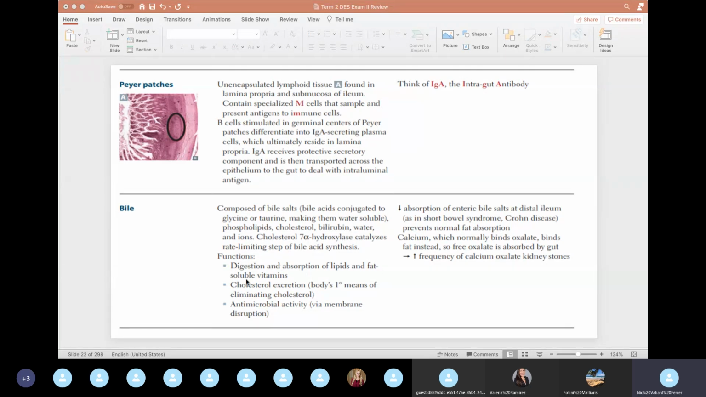What's the function of your bile? Digestion and absorption of lipids and fat soluble vitamins, your ADEK, cholesterol excretion, of course, and antimicrobial activity. Don't forget that there is a decreased absorption of enteric bile salts if you have Crohn's disease and short bowel syndrome. More of this in term 4, and it prevents normal fat absorption. You can also have increased frequency of calcium oxalate kidney stones if you have a decrease in your bile production, because the calcium, which normally binds to your oxalate, binds to the fat instead, so the oxalate is absorbed by your gut.